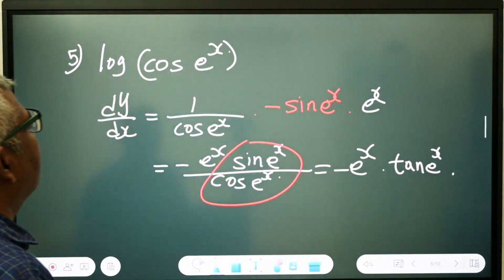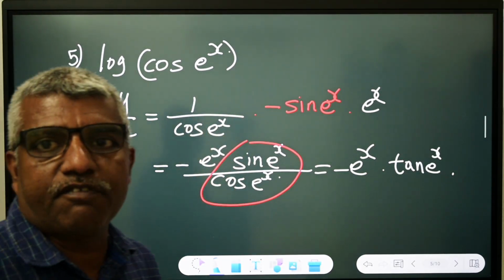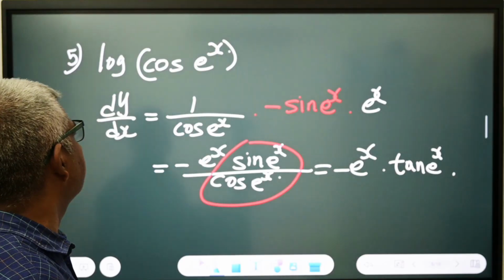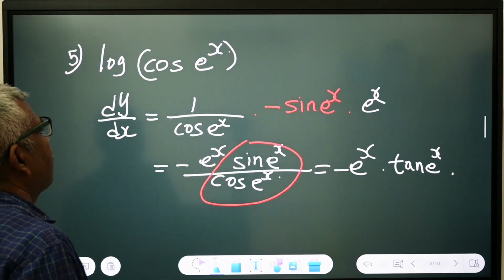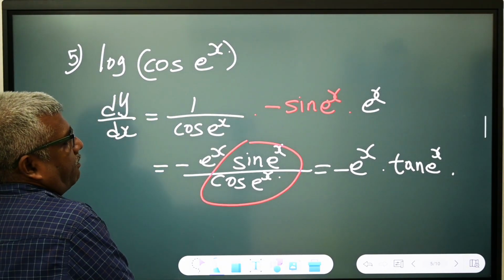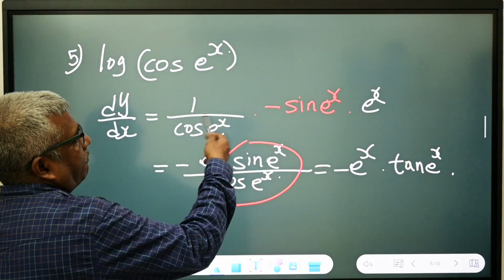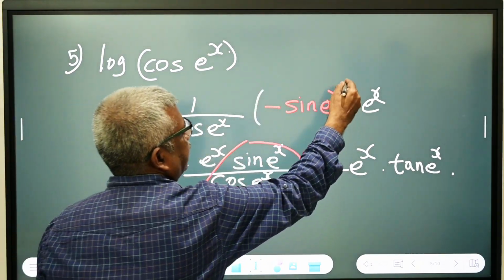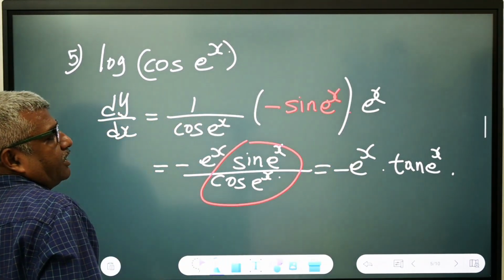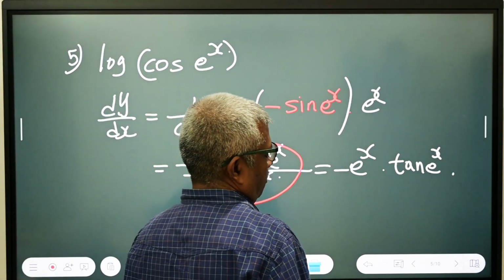Fifth is log cos e power x. Log cos e power x, if we differentiate, log x is 1 by x. Instead of x, cos e power x, so 1 over cos e power x. Then cos e power x if we differentiate, minus sin e power x. Then e power x if you differentiate, e power x.